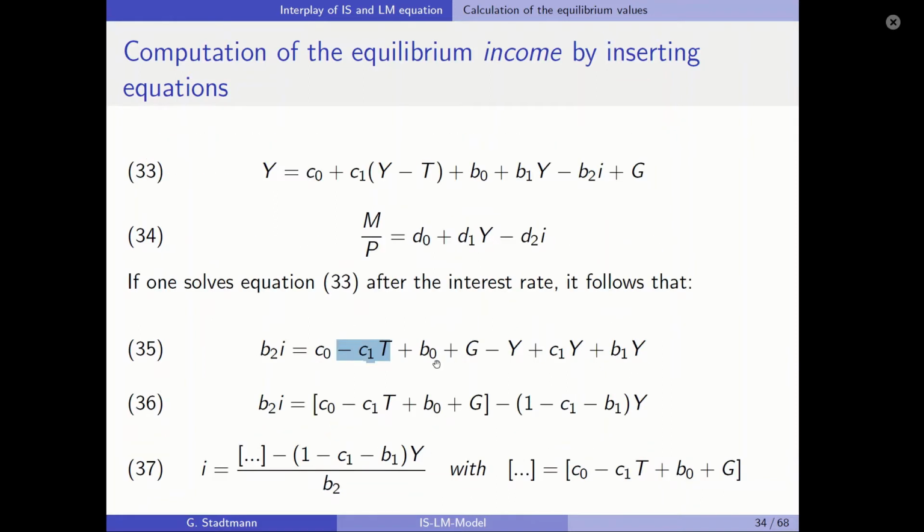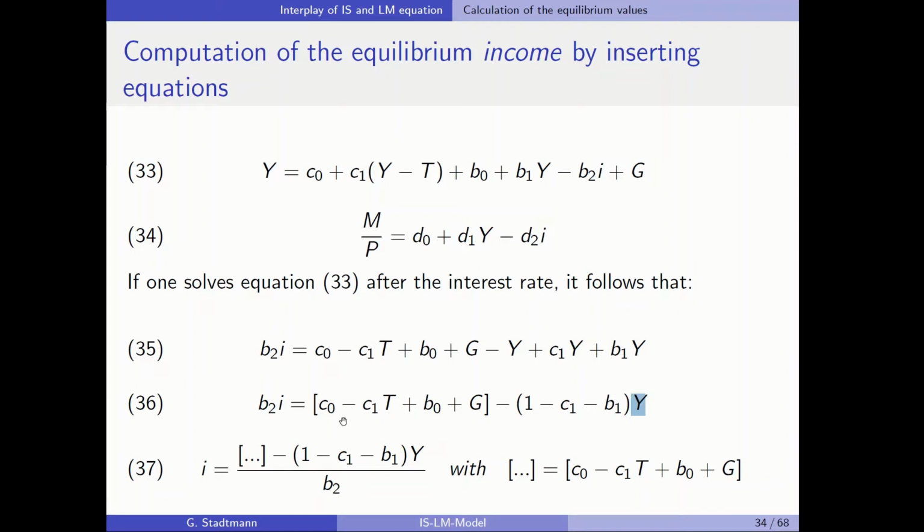In the next step, we can combine those elements which do not depend on GDP in the square brackets. So the autonomous components are collected in the square brackets, and then we can write minus y out of brackets. So there is a minus sign here. We write this minus sign out of brackets, and we put the y out of brackets. So in these brackets, we have a 1, we have a minus c1 because there is a minus sign in front of the bracket, and we have a minus b1.